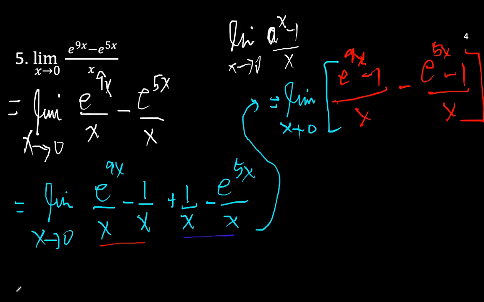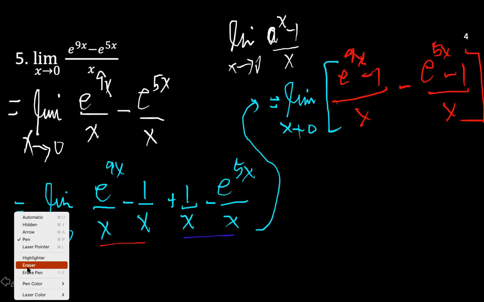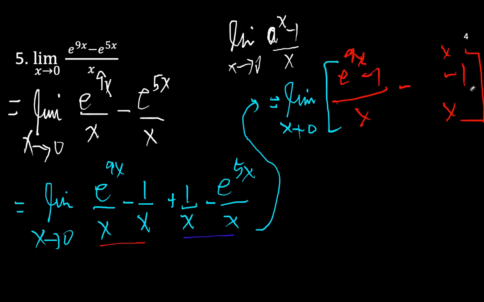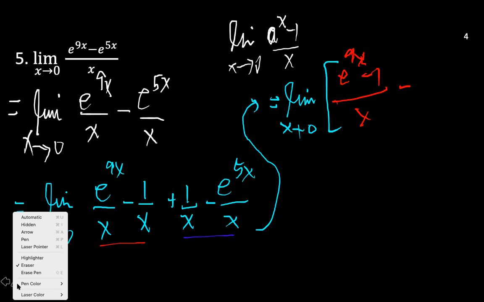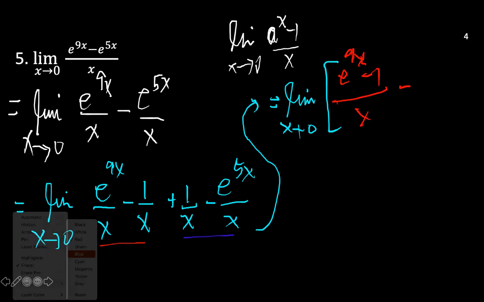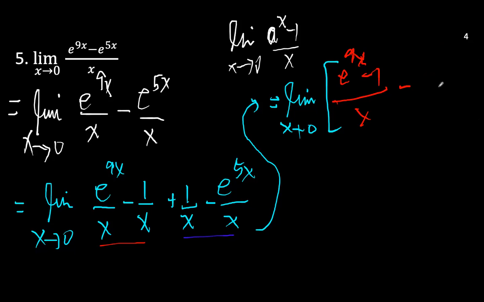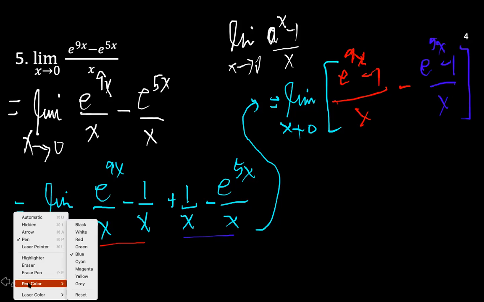Oh, sorry. We should be using blue here. So that is e raised to 5x minus 1 all over x. Here we go. Now the question is, how do we simplify?